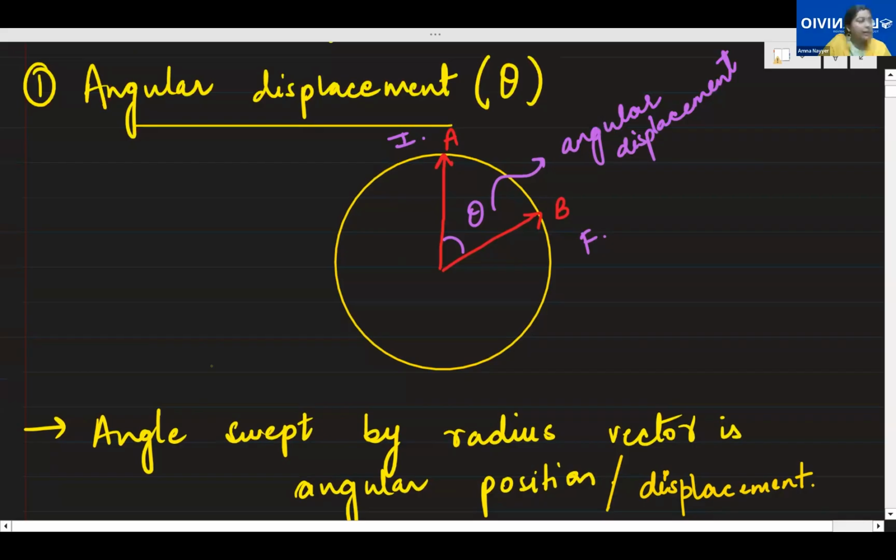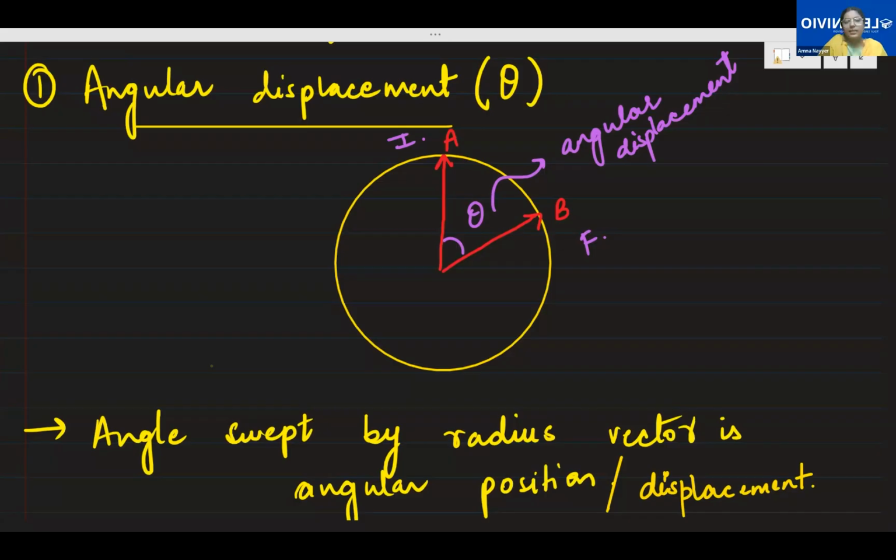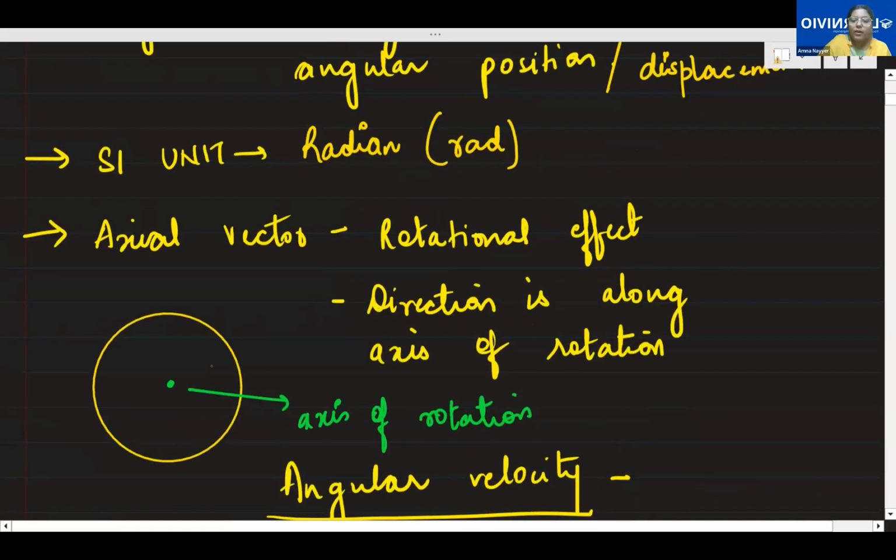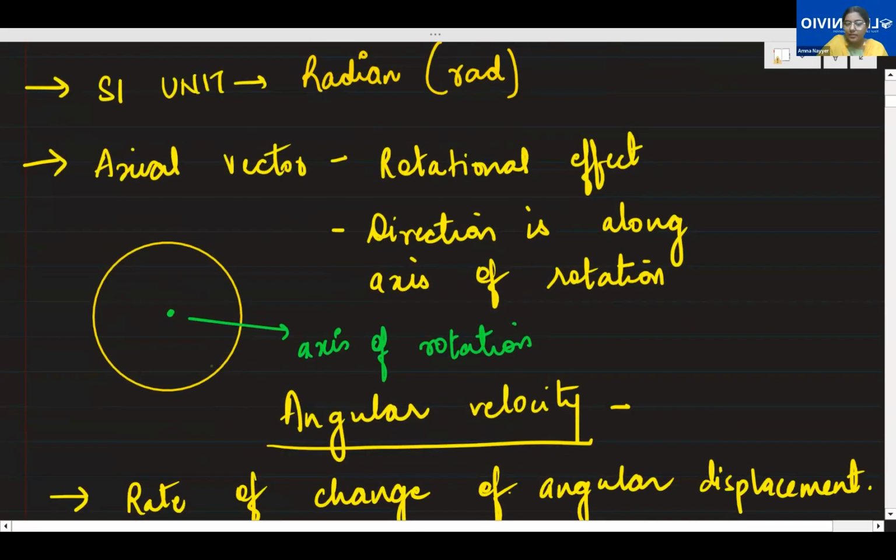I'll revise quickly whatever we have done in our last class. We discussed the angular displacement concept. That is, from an initial point to a final point, the angle that is swept is known as the angular displacement. Then we have the angle swept by the radius vector. Let's say this is the starting point, and if the body goes like this, the total angle that has been formed is known as the angular displacement. And we also talked about how this is a rotational vector, meaning it is dependent on the axis of rotation.